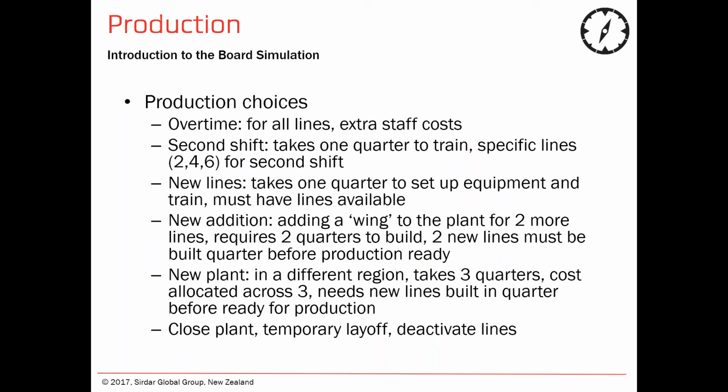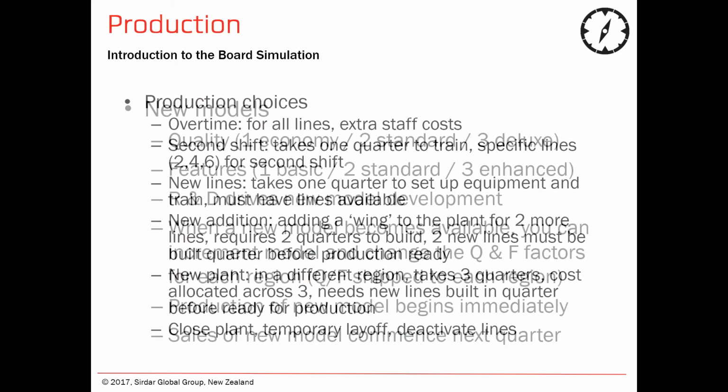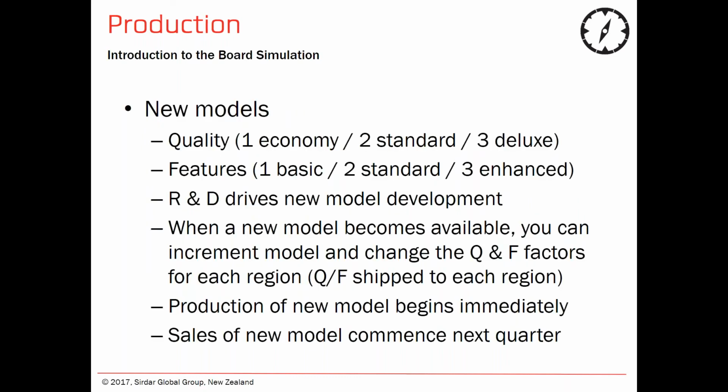The other aspect I need to share with you is around how the new models work. So by default, everyone starts on quality 2, features 2. And so quality, there are 3 types. Number 1, quality is economy. Number 2 is standard. Number 3 is deluxe. The features, the amount of features, number 1 is basic. Number 2 is standard. And number 3 is enhanced, so lots of features. And those 3 levels on those different 2 dimensions have different costs associated with it. That's in the financial limits and spending policy.